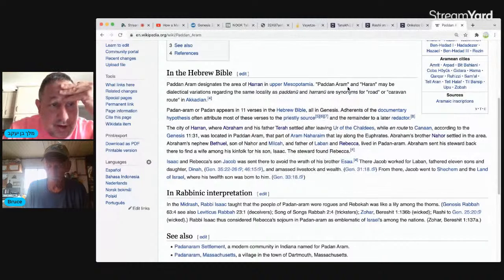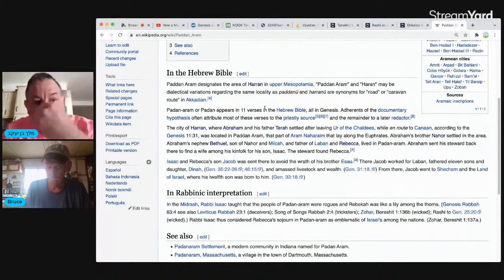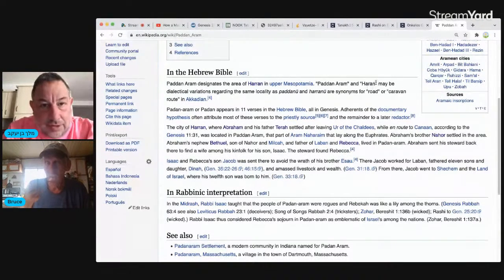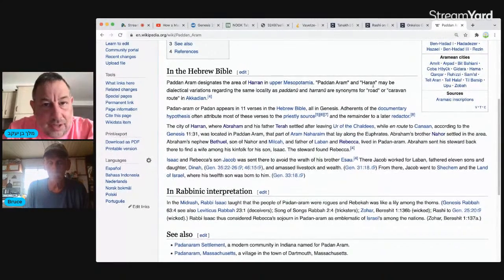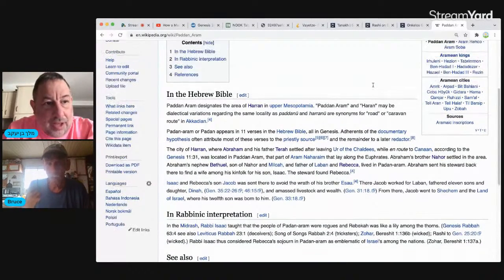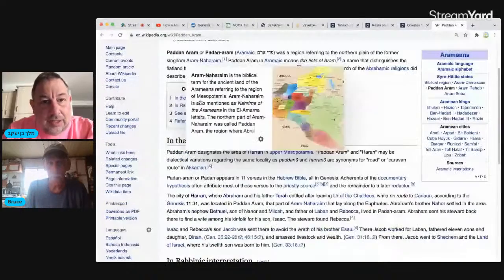Padan Aram and Haran may be dialectical variations regarding the same locality, as Padanu and Haranu are synonyms for road and caravan route in Akkadian. So here, it's possible that they're the same area, but the way I like to think of it is Haran is the city, Padan is the region in which Haran exists, and then Aram Naharaim is the kingdom in which Padan Aram exists.